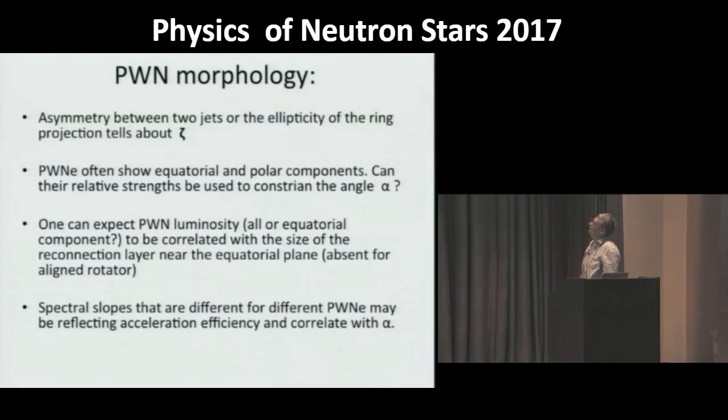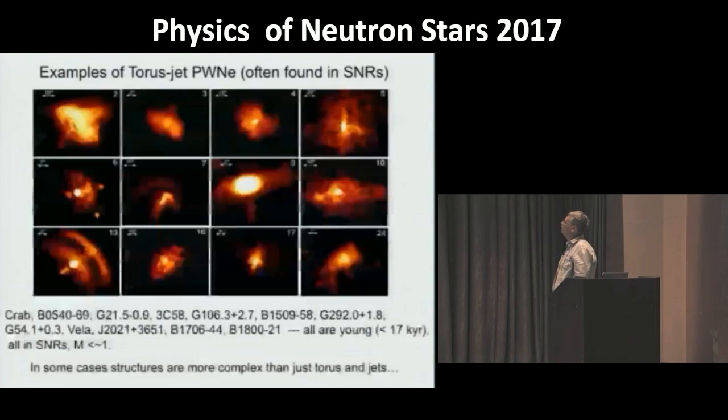I just want to say that with the growing sample of those nebulae where you can resolve this fine structure and constrain zeta angle, one can actually constrain better those magnetospheric emission models, right? And one can maybe even use the relative strengths of equatorial and polar components in the pulsar wind nebula images to constrain the alpha angle, magnetic inclination angle, right? So for which nebulae you can do it? Well, let's say for these ones where you can find these structures such as jets, rings, tori, those things.